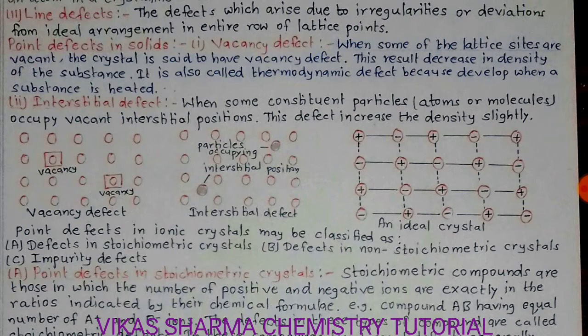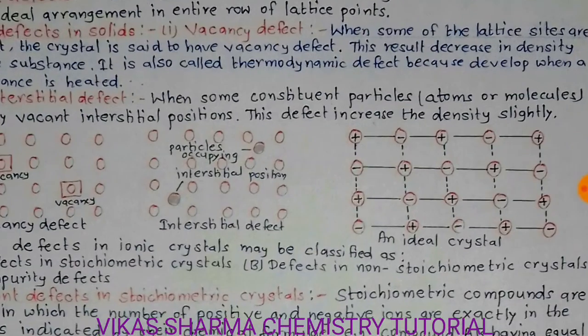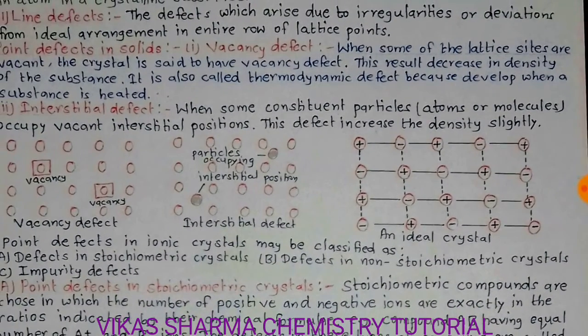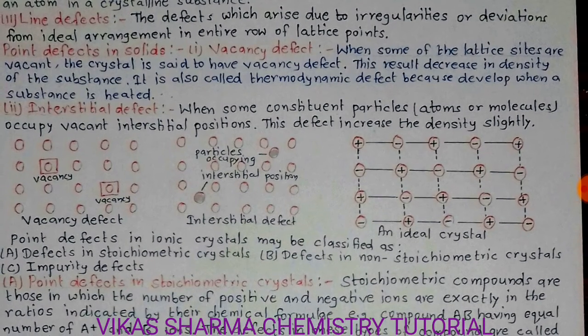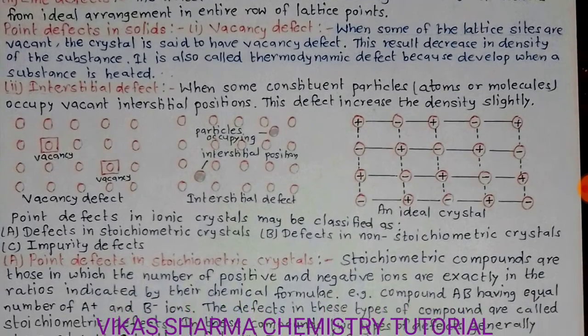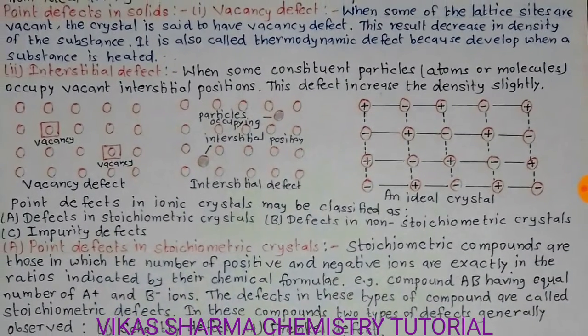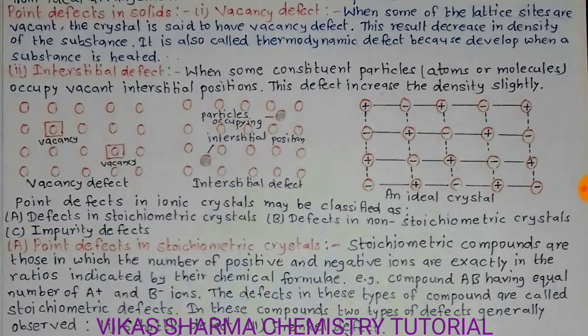First one, the first subcategory is vacancy defect. When some of the lattice sites are vacant, the crystal is said to have vacancy defect. This results in a decrease in the density of the substance. It is also called a thermodynamic defect because it develops when a substance is heated.